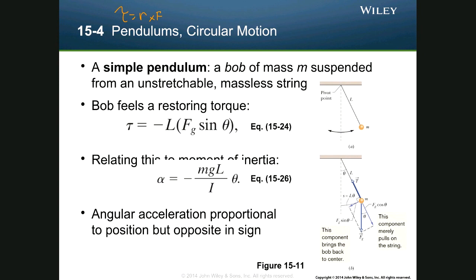You can see it diagrammed out here. We have the force of gravity, and you have L, your tension along this line, and that will reveal the torque pulling it back the other way. Relating this to the moment of inertia, we can get this expression for the angular acceleration: minus mgL over I times theta, not sine theta or anything else like that. Again, the angular acceleration is proportional to the position but opposite in sign, just like it should be for the linear case. That's emphasized here by this minus sign.